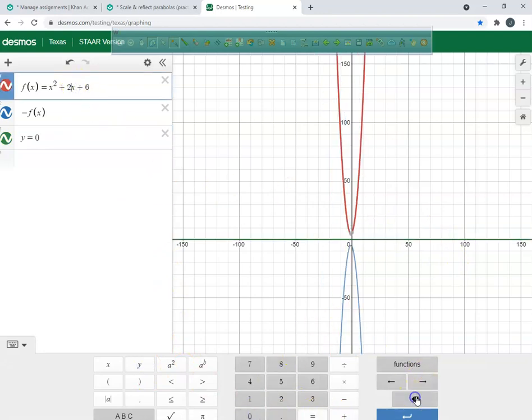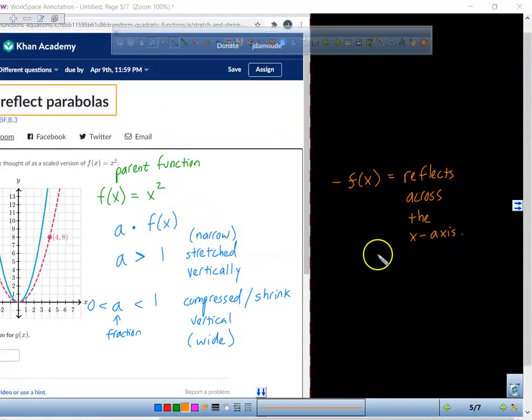Now look what happens. I'm going to mess with the numbers. No matter what's happening, everything's being reflected across the x-axis. So that's the other part. We're going to be reflecting. Okay? All right? So how is that going to help us with our assignment? What does that matter?